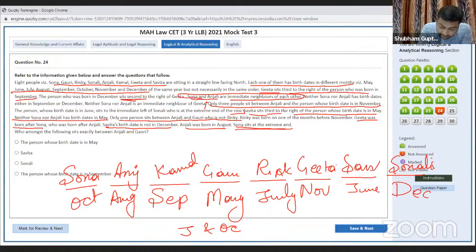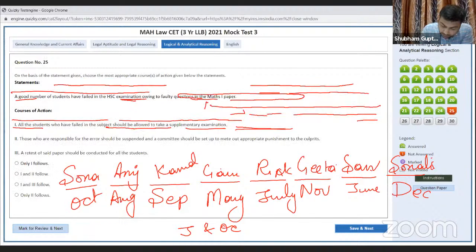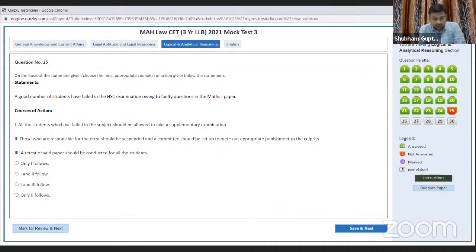Who amongst the following sits exactly between Anjali and Gauri? Anjali and Gauri, Kamal. The person whose birth is September. Now, this is something which is very challenging according to me. So let's try and do it.